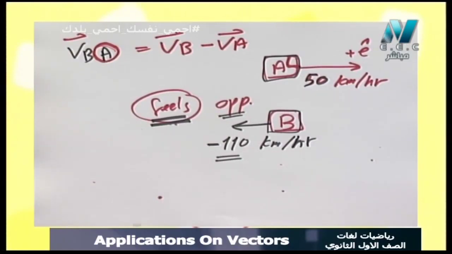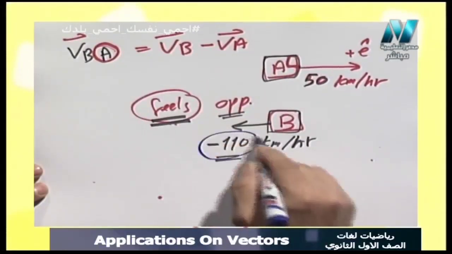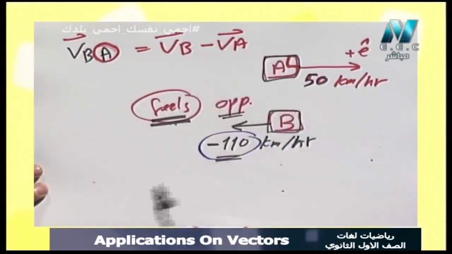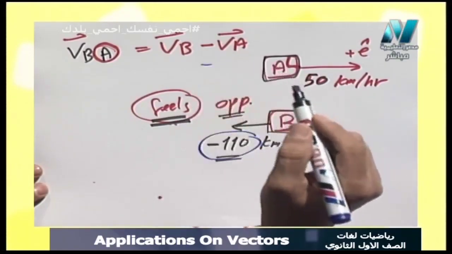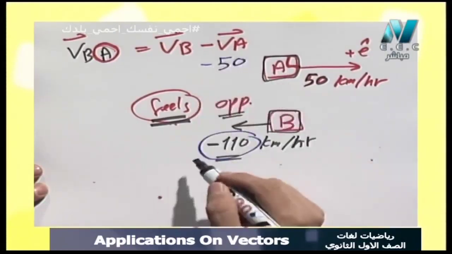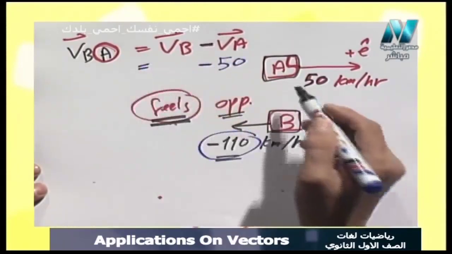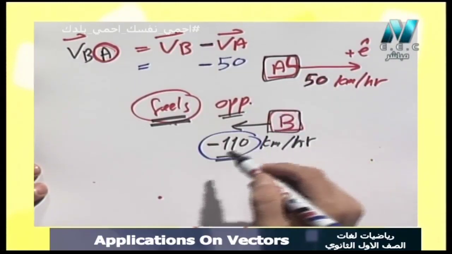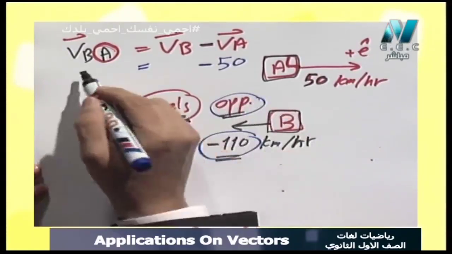And here VBA equals VB minus VA. What is the number negative 110? Is it VBA, VB, or VA? VA here is 50, so we substitute VA by 50 kilometers per hour. This is minus, which is this one. And the rider of the motorcycle feels that the car moves with 110 kilometers per hour. So negative 110, because of the opposite direction, put here.